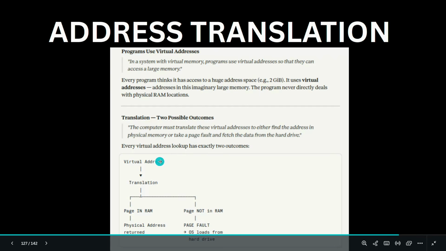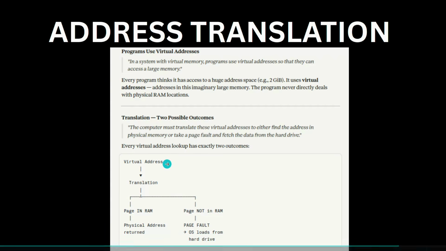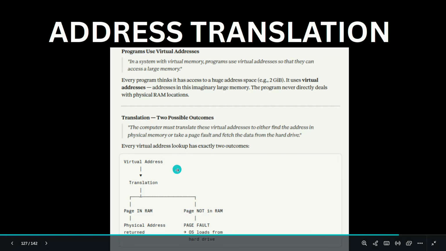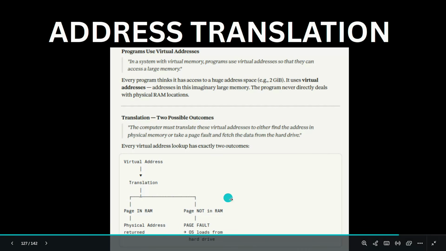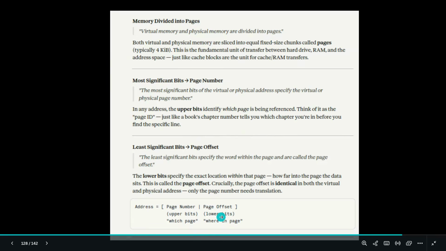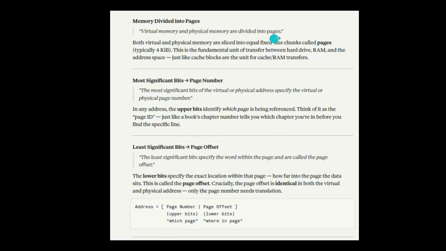When I'm converting this virtual address to this physical address, there is a page table. You have to understand why I'm converting that. Maybe the page is present in the RAM, maybe the page is not present in the RAM, and it is present in the hard drive. If I find out that the page is present in the RAM, then it is there. Otherwise, the page is not present in the RAM and it is present in the hard drive, which means a page fault is occurring.